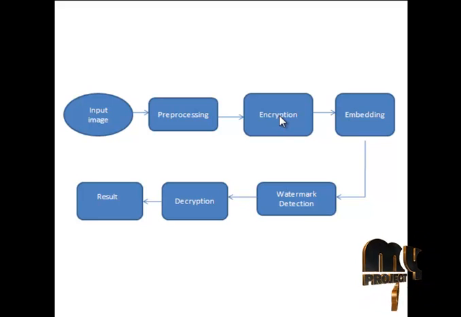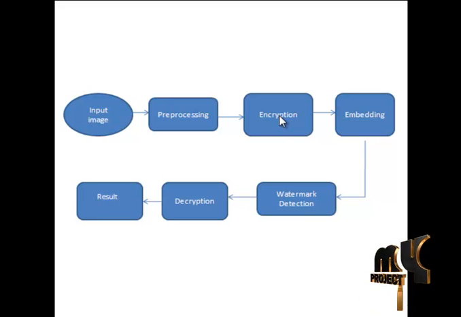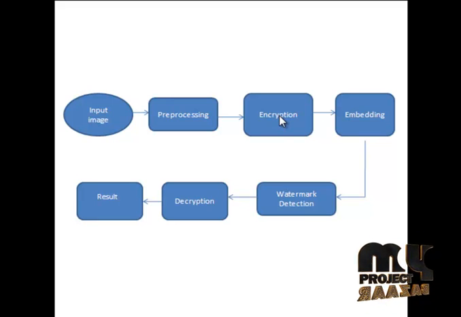For encrypting the information, here we are using the RC4 method. RC4 is a stream cipher. It will convert the data into an unreadable form. It is a symmetric key stream cipher. It contains key generation, block encryption and block decryption. So after encryption, it will go to the embedding process.